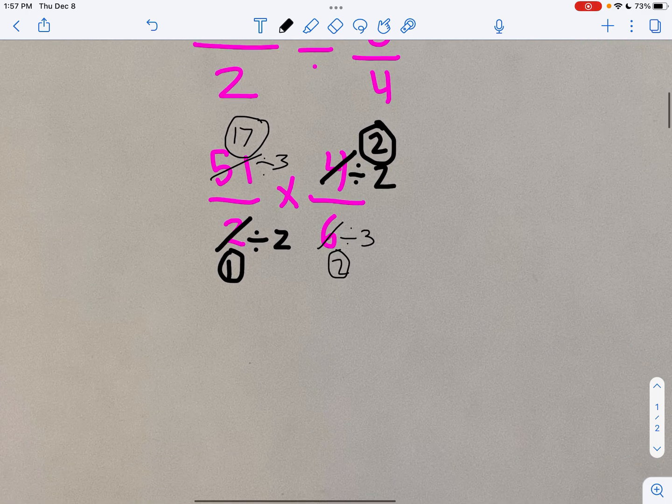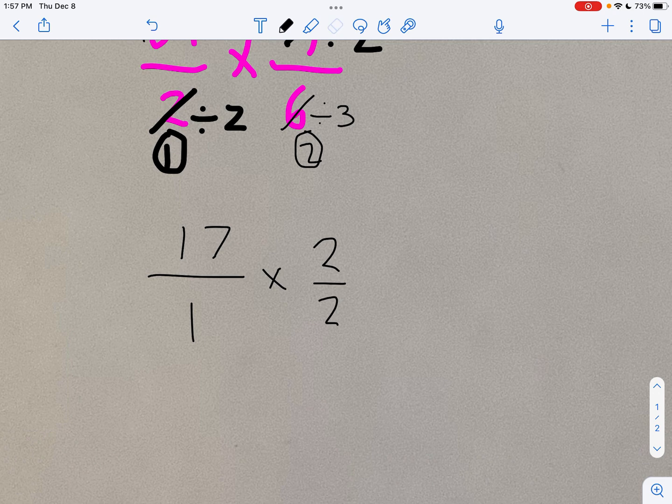So now I'm going to rewrite this one more time. 17 over 1 times 2 over 2. Now, some of you might have gotten to this problem on the worksheet today where an issue like this popped up. So I did all the simplifying that I could diagonally, but I can still simplify something right here in this fraction right here. You don't need to. It's okay if you don't, but you would have to simplify later.